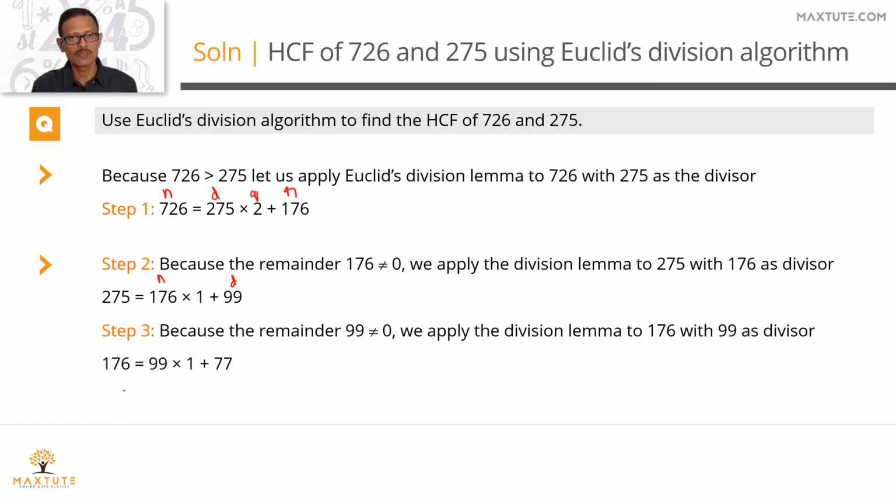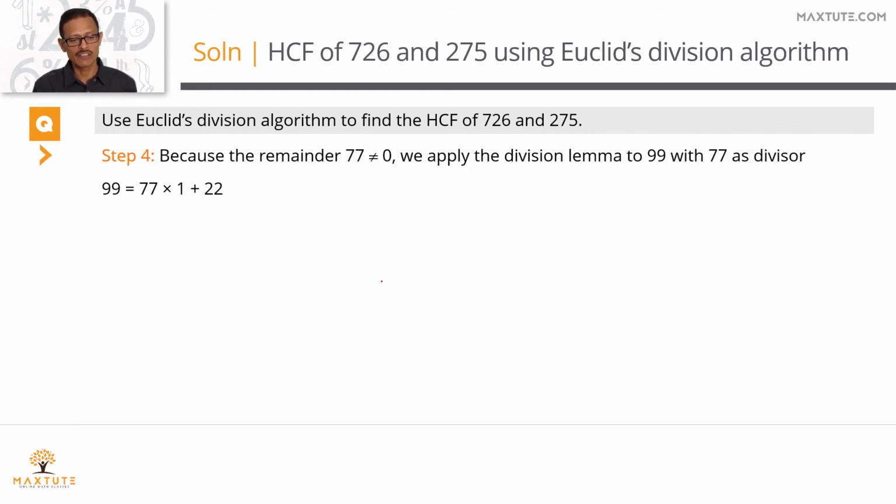99 does not divide it perfectly. 99 goes once in it. So 176 equals 99 times 1 plus 77. The remainder of this step is also not equal to 0. For step number 4, this number is going to become n and 77 is going to become our divisor. So we'll apply the lemma on 99 with 77 as a divisor. 77 goes once in it, leaving a remainder of 22.